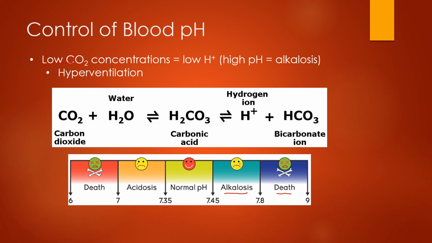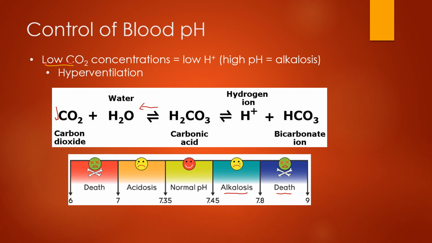So let's look at our equilibrium and see what happens when we have low concentrations of CO2. This time our CO2 is low, so I'm going to put a down arrow here. What that means is equilibrium is going to shift to make up for those low concentrations. So this time equilibrium is shifting to the left.